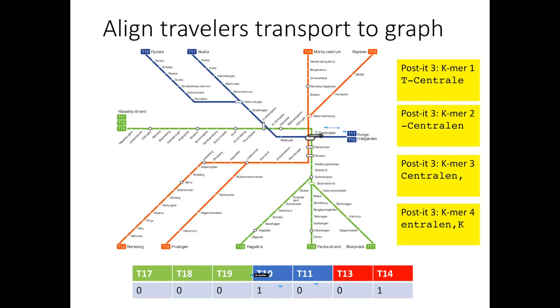Yeah, exactly. So now, when we get to the fourth k-mer, we can start to distinguish between the red line and the blue line, because here comes the k, and that's in Kungsträdgården. It can't be g, would it be g? It would be Gamla Stan.